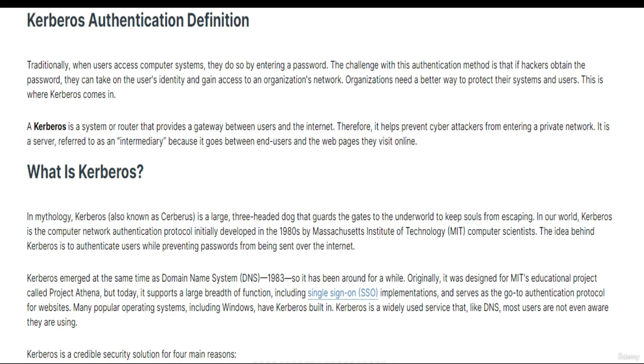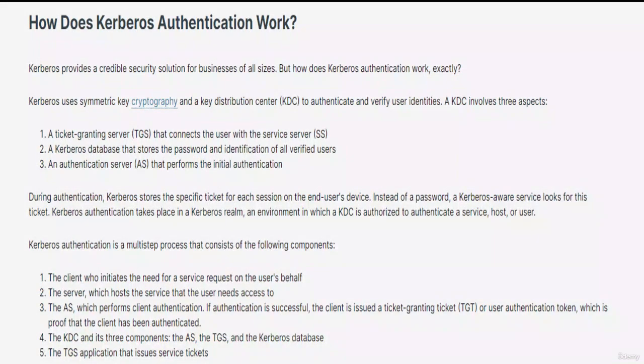In mythology, Kerberos is a large three-headed dog that guards the gates to the underworld to keep souls from escaping. In our world, Kerberos is the computer network authentication protocol initially developed in the 1980s by Massachusetts Institute of Technology computer science scientists. The idea behind Kerberos is to authenticate users while preventing passwords from being sent over the internet.